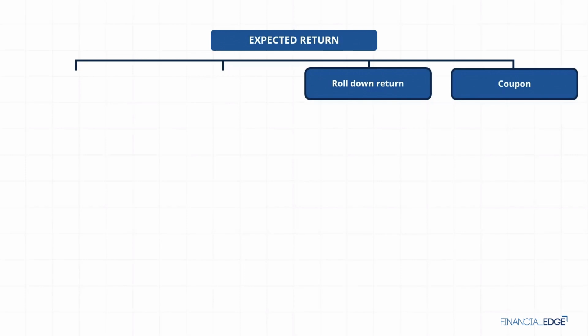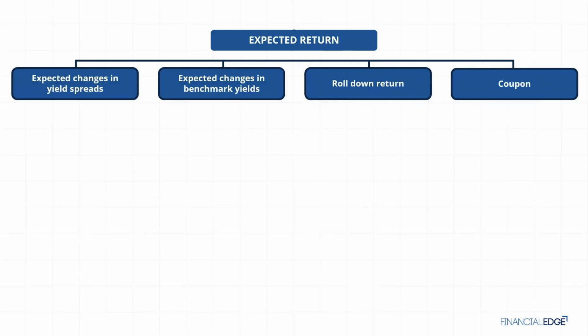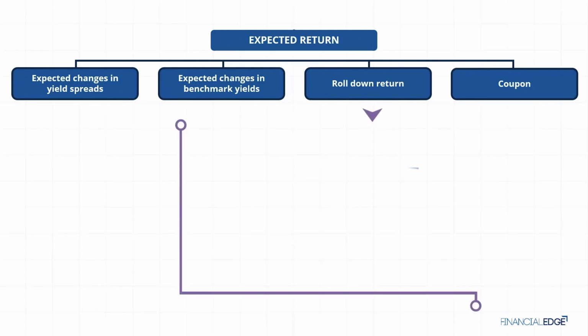On top of that, we then have changes in the bond's price arising from expected changes in benchmark yield curves, and further on top of that, expected changes in yield spreads, contributing to a change in the yield on the bond over time, and as a result, a change in its price. Of these, the least intuitive is probably the roll down return.